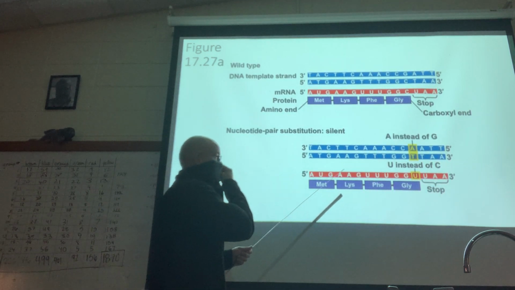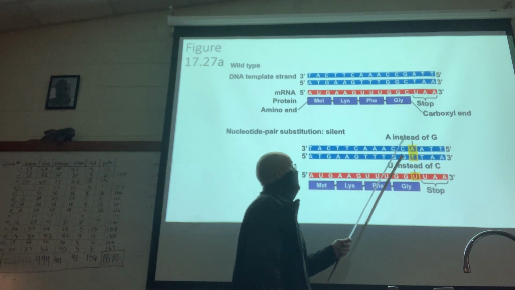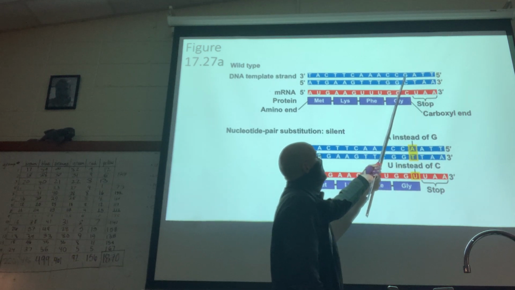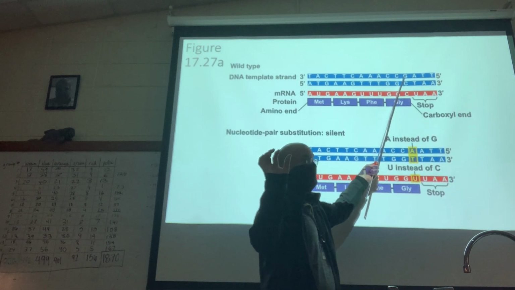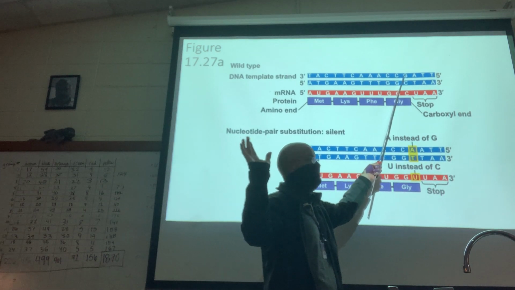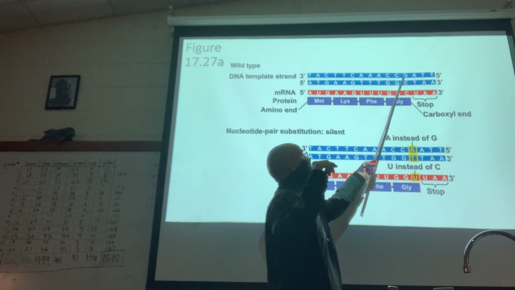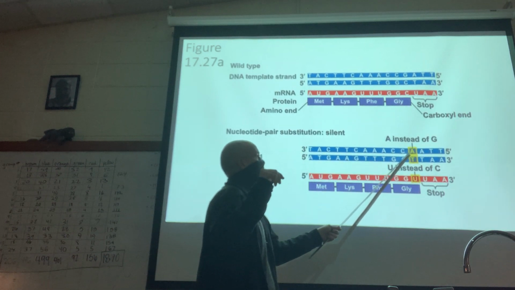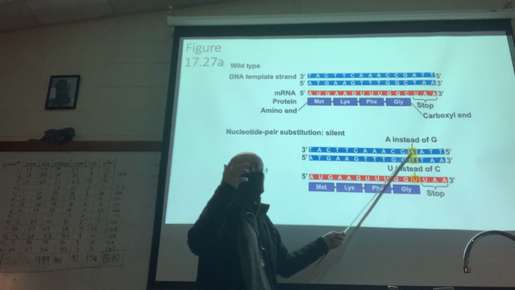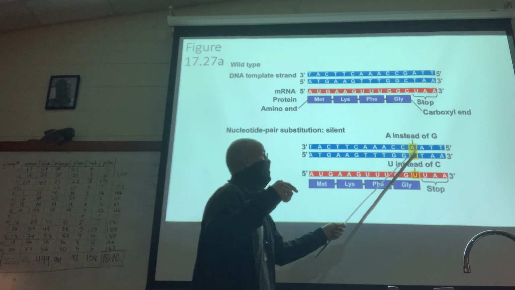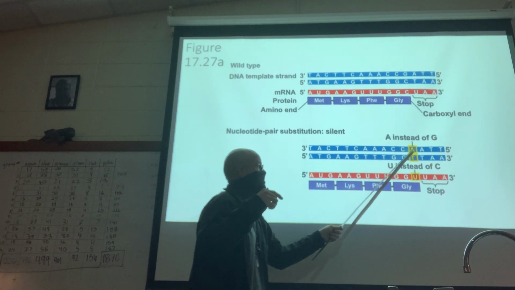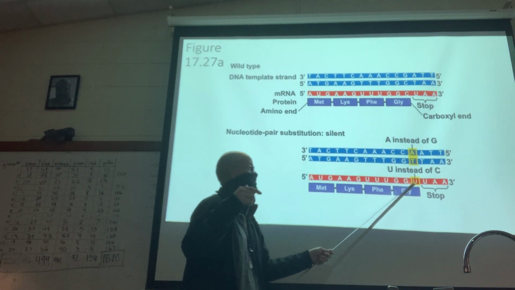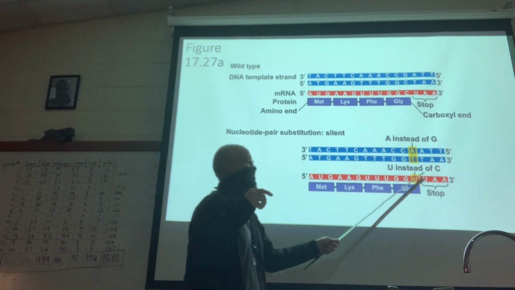You can probably see it. But what we're going to do here is, instead of having a G at a point, sometimes mistakes happen. And when the DNA replicates, or you make a copy of DNA, a G could change to an A. So we're substituting A instead of G. Well, in this case, this A will transcribe into mRNA as a U when it was a C.